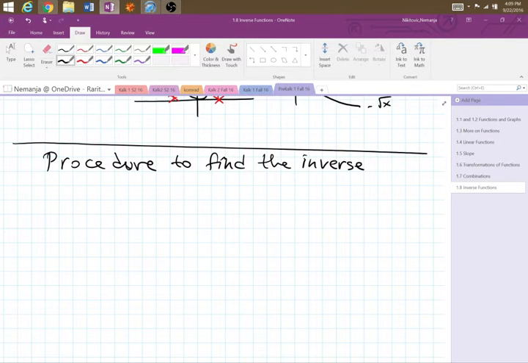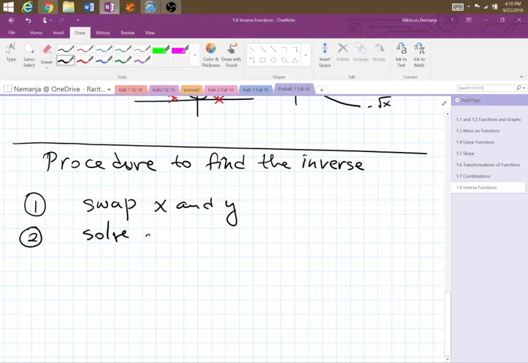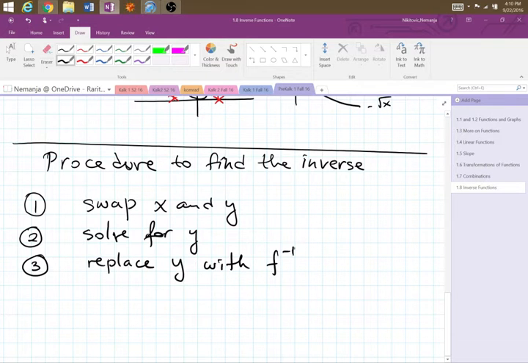So the simplest procedure, the number one step, is to swap x and y. So swap all of those. Step 2, solve for y. And then step 3, replace y with f negative 1 as the inverse.